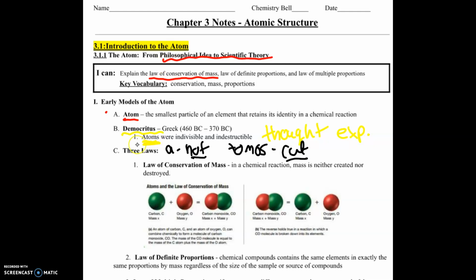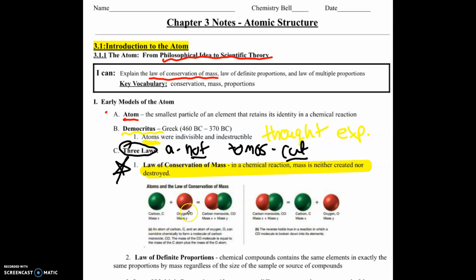Let's talk about the three laws then. We have the law of conservation of mass. This is the most important one that's going to be in this section. So what does the law of conservation of mass actually mean? It means that in a chemical reaction, mass is neither created nor destroyed.